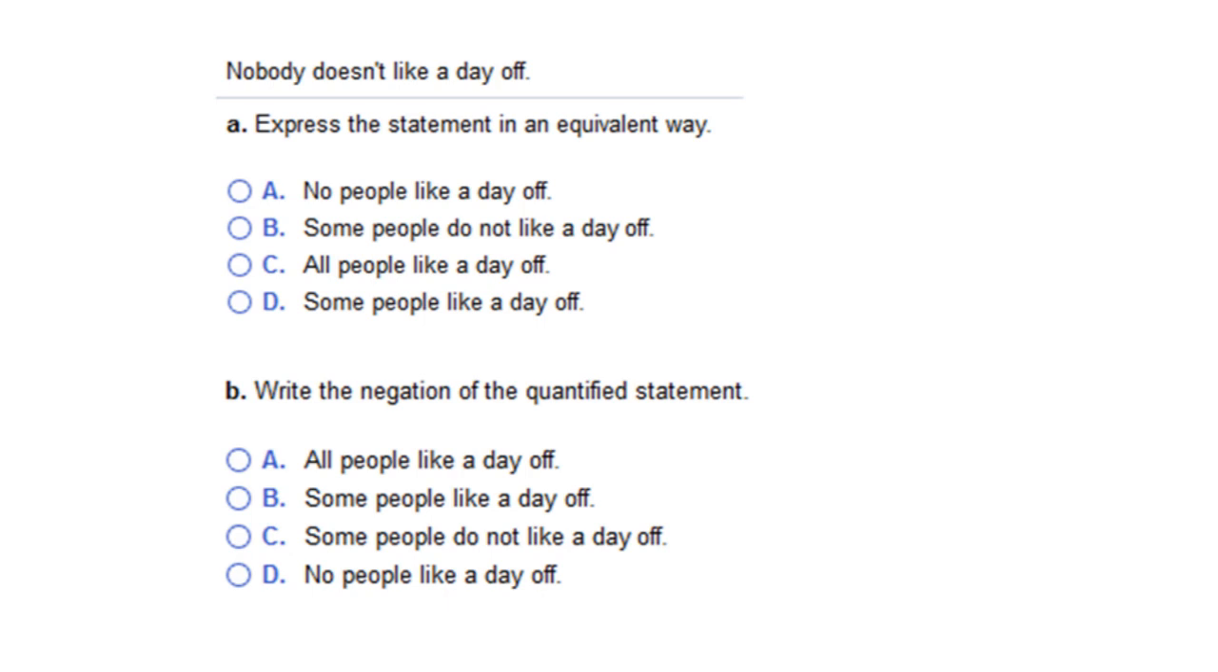For our last slide here, we have nobody doesn't like a day off. Nobody doesn't like a day off. Express the statement in an equivalent way. So let's just read through all of these. A says no people like a day off. Some people do not like a day off. All people like a day off, and some people like a day off. This one says nobody doesn't like a day off. So to make an equivalent way of saying this, we would say all people like a day off.